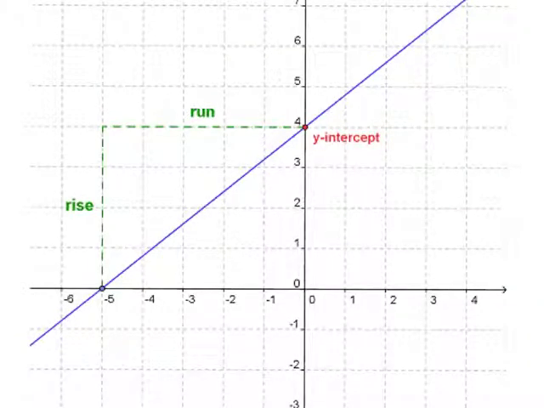All right, now let's talk about rise over run. We find the y-intercept, and we have to go upward or downward, that's the rise, and then over, that's the run. We'll be working with that a little bit more here in a little bit.